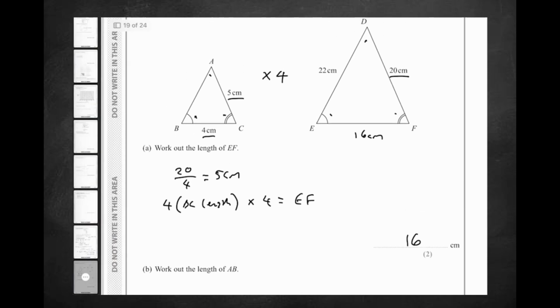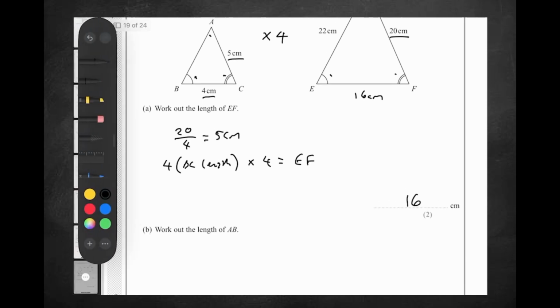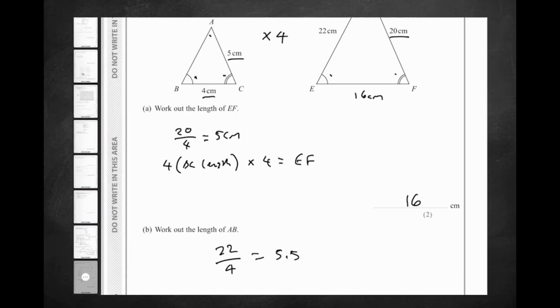And then work out the length of AB. We'll do it in a similar way. So all we need to do is 22 divided by 4, which gives us 5.5 centimeters.